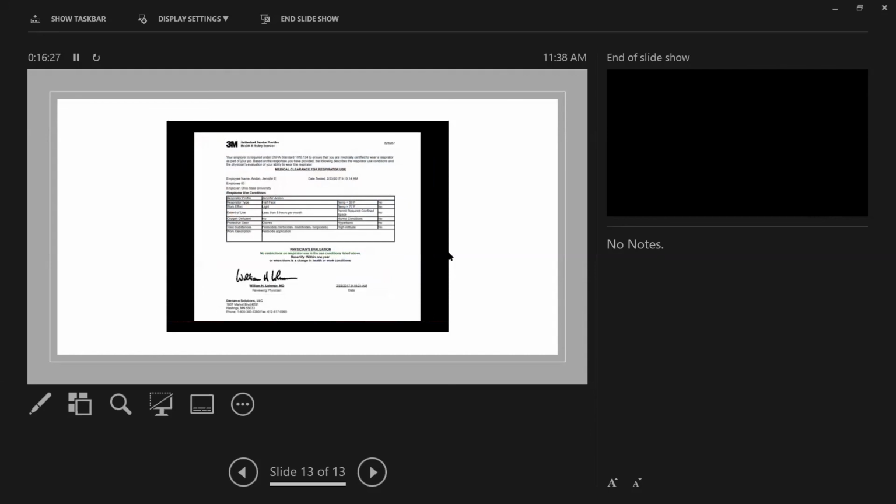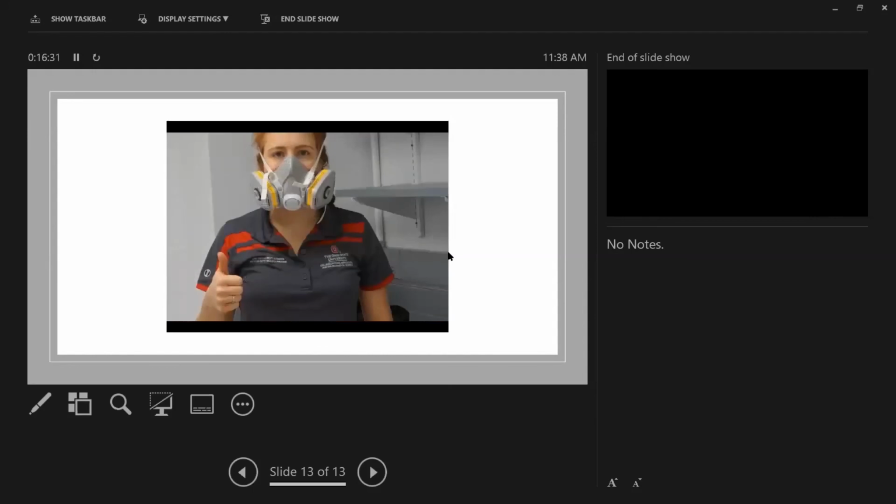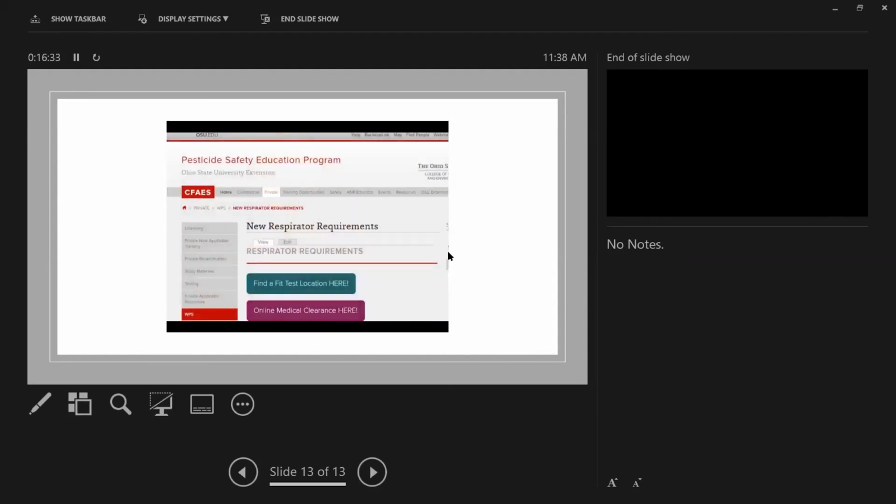So to be confident that you are being protected while wearing a respirator, fit test annually. For more information on WPS requirements and respirator use, visit the Pesticide Safety Education Program website at pested.osu.edu.